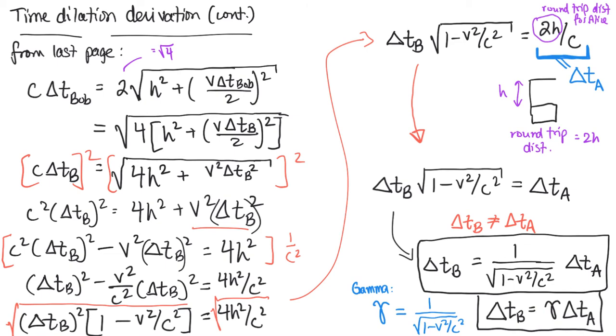So the bottom line is that Bob and Alice disagree on how long it takes Alice's clock to make one round trip. And what we'll see in the next slide is that gamma is always bigger than 1. And so if gamma is always bigger than 1, then delta TB will be bigger than delta TA because we're multiplying delta TA by a number bigger than 1. Let's take a few minutes to digest what we just discovered.